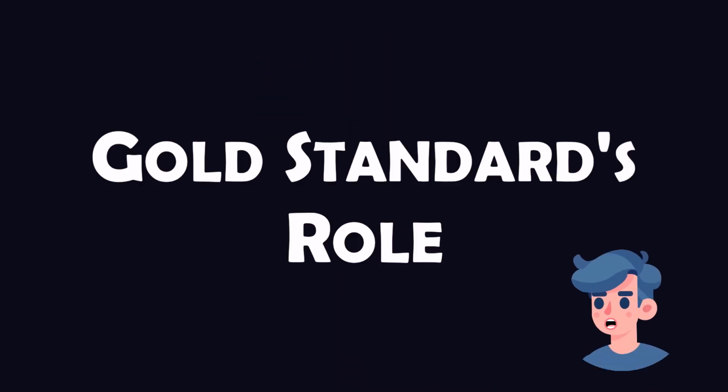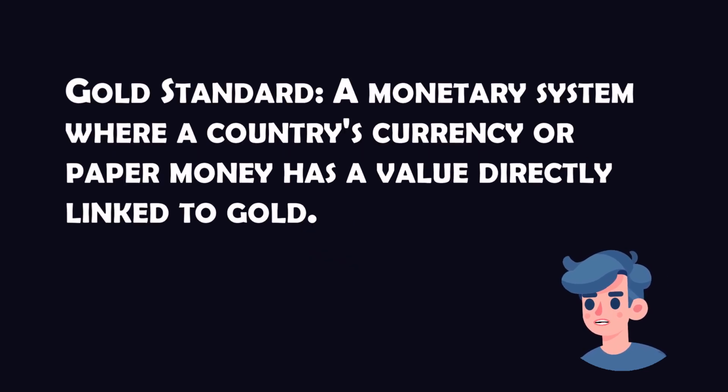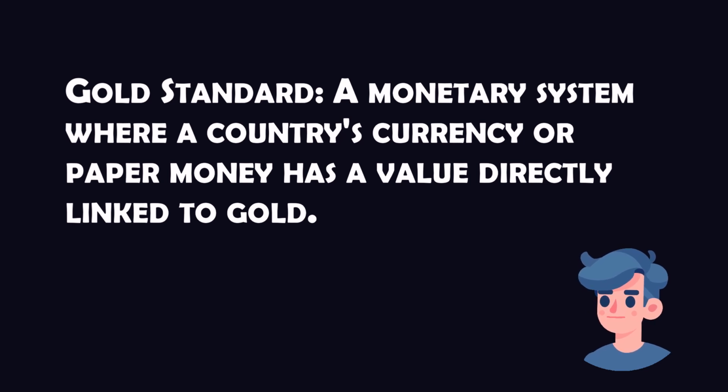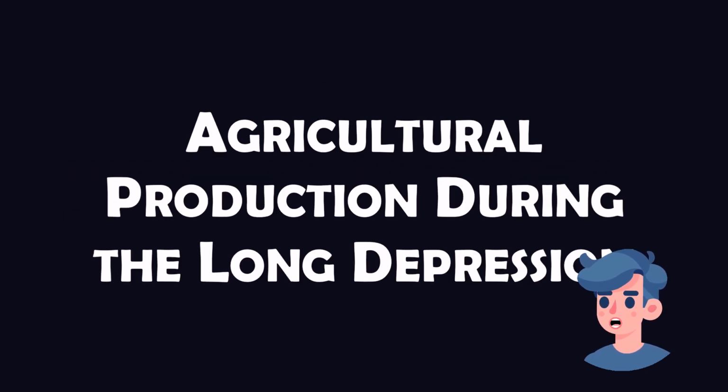One significant factor exacerbating the depression was the widespread adoption of the gold standard. The more rigid monetary system limited the flexibility of national economies to adapt to economic shocks. Let's examine key agricultural and industrial production data to understand better how these sectors fared during the Depression.